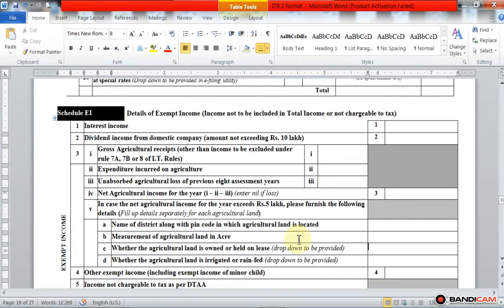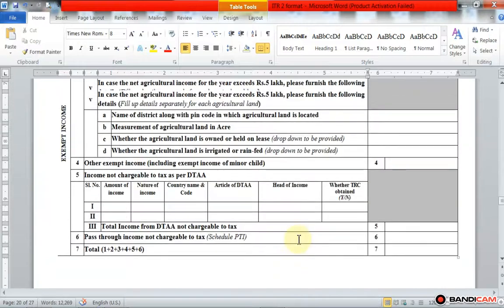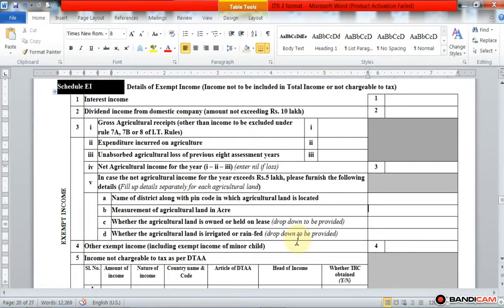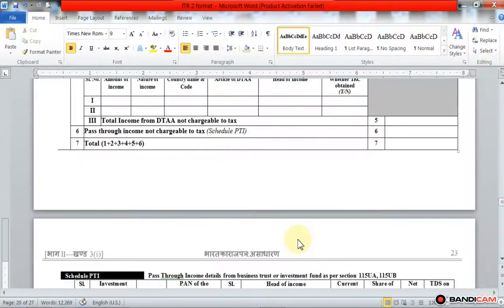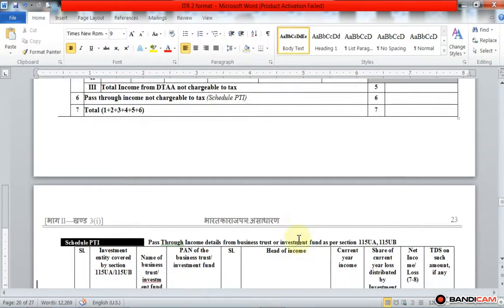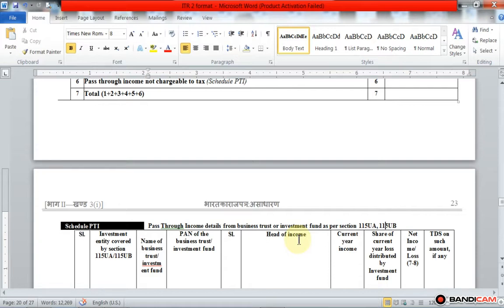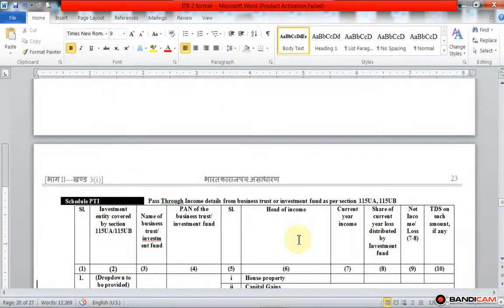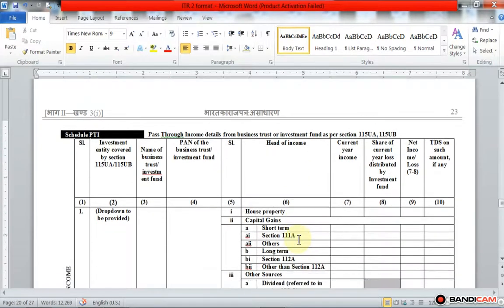Then other exempted income is the 4th point. Okay, other exempted income. Then income not chargeable to tax as per DTAA. Total income from DTAA not chargeable to tax. Pass through income not chargeable to tax, so fill the amount here. Total: make the total, 1 plus 2 plus 3 plus 4 plus 5 plus 6, we get the total exempted income.